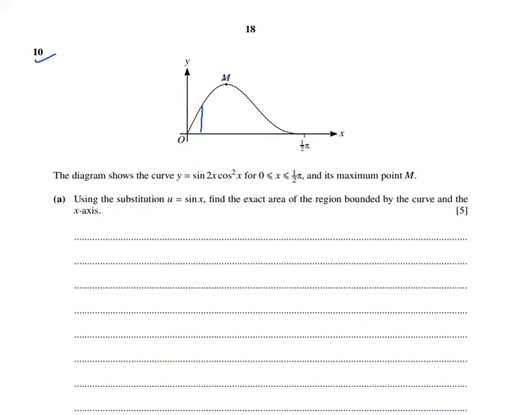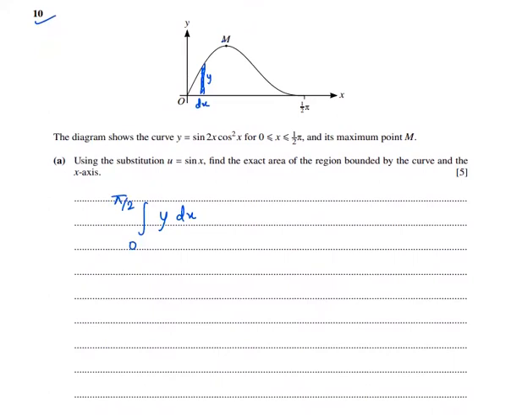For that, what I can do is take a small strip whose length is y, but width is elemental length dx. So what is the area of the rectangle? y into dx, right, length into breadth, integrating from 0 to pi by 2. This is what I need to do. Now, what is y? y is sine 2x into cos square x dx from 0 to pi by 2.